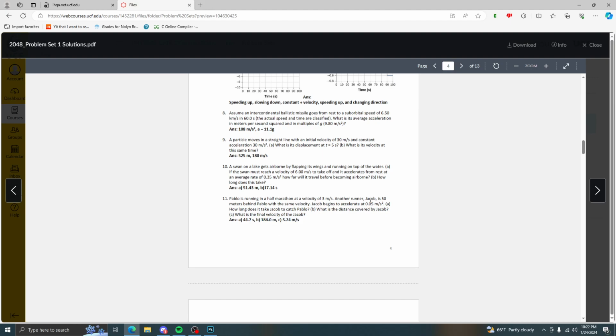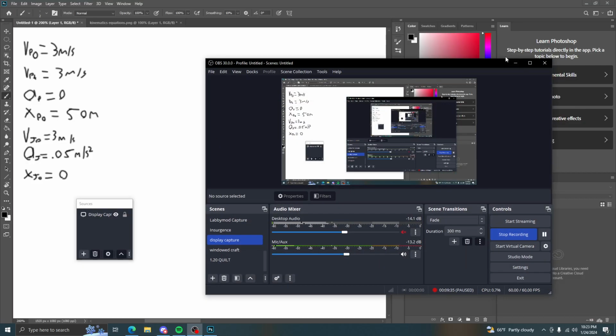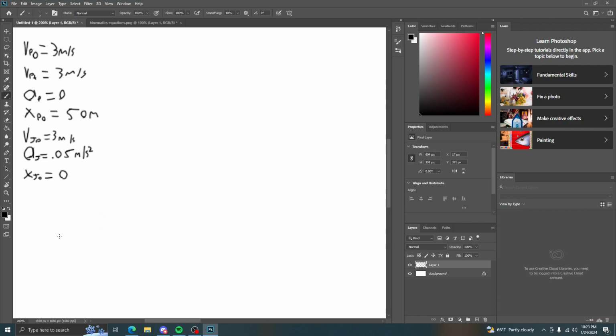So the next question is, what is the distance covered by Jacob? So here, let me think that over real quick. What we want to know is the distance covered by Jacob when he passes Pablo. And because Jacob is starting at 0 for us, this will be easy to find, because it's basically just the change in x, which is going to equal x final minus x initial. And because x initial is 0, it's just gonna equal x final.